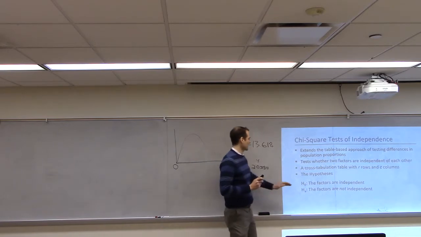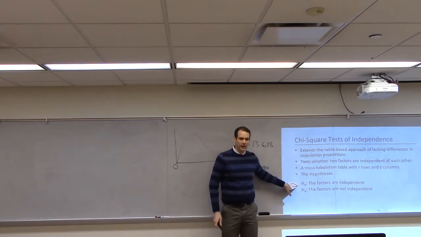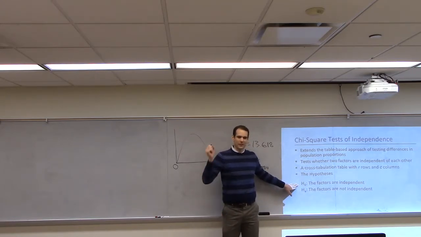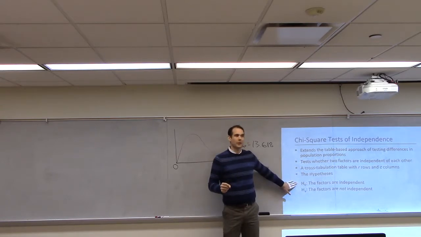Our null hypothesis for the chi-squared test for independence is that these factors are independent. So your amount of study time and your statistics grade are independent. That means they have nothing to do with each other. That would be your null hypothesis.